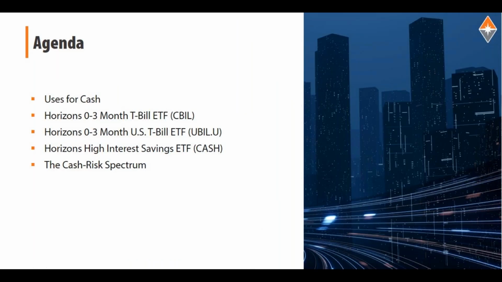So our agenda is fairly simple. We're going to talk very quickly about cash and cash as an asset class and how it's become so popular over the last 12 months. Then we're going to talk about the product structure of our two ETFs that we launched, the Horizons 0 to 3 month T-bill ETF and the Horizons 0 to 3 month US T-bill ETF. We'll also talk about our popular Horizons high interest savings ETF, because obviously there are some differences between that product and what we've just launched, and there's benefits and different considerations for all those. And then we'll talk about where all this likely fits in the cash risk spectrum of a portfolio.